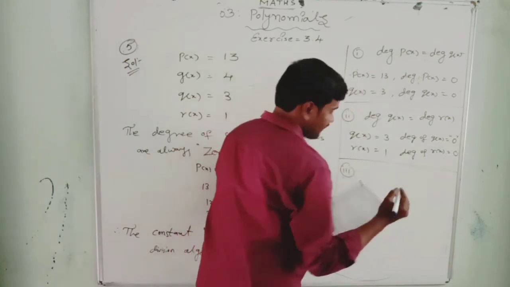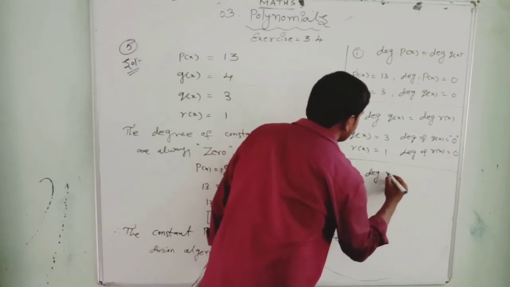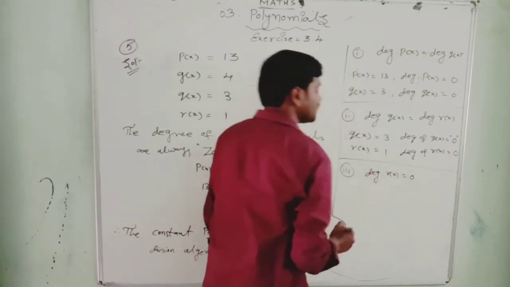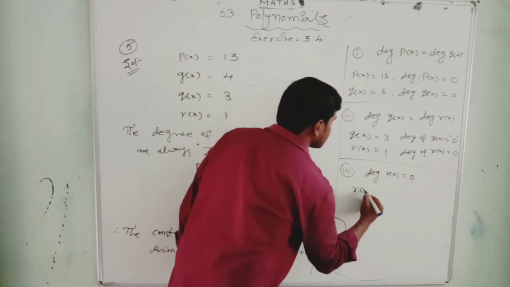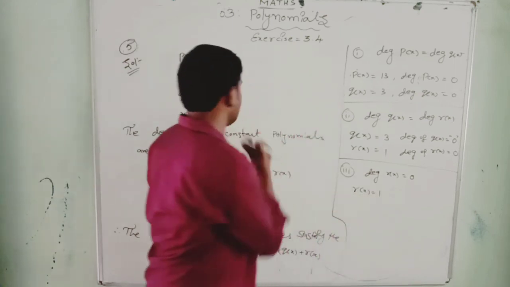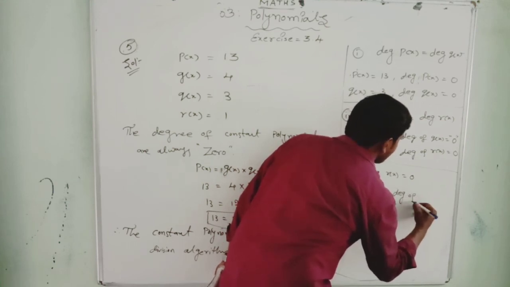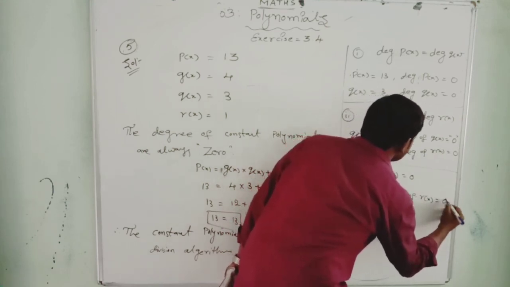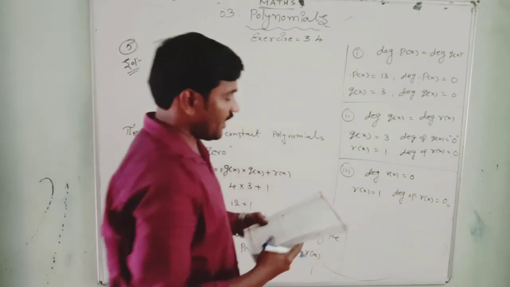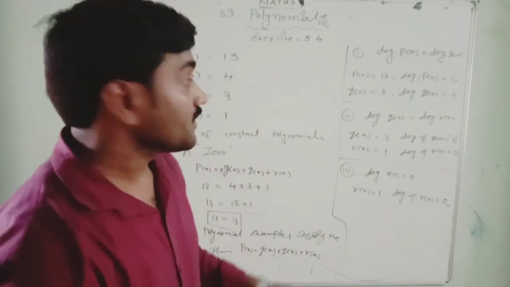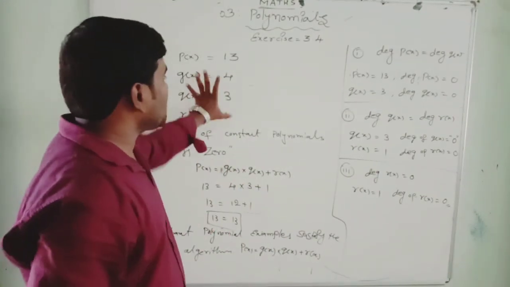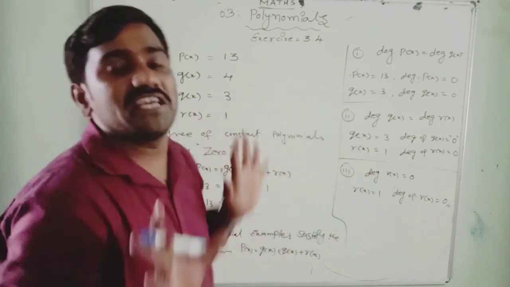What is the degree of r of x? The degree of r of x should be equal to 0. Yes, r of x is equal to 1. Here I have taken 1. The degree of r of x is equal to 0. Simple. By taking this constant polynomial, this problem becomes very easy.